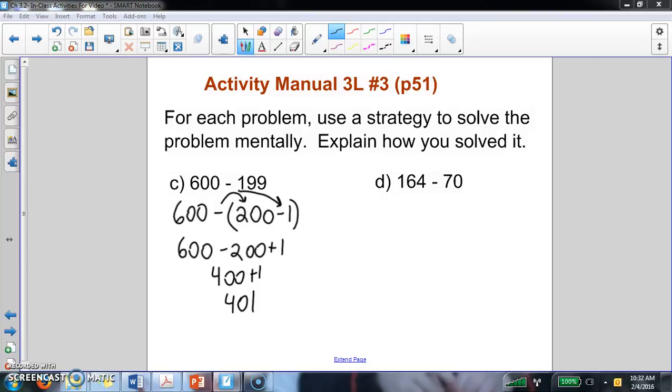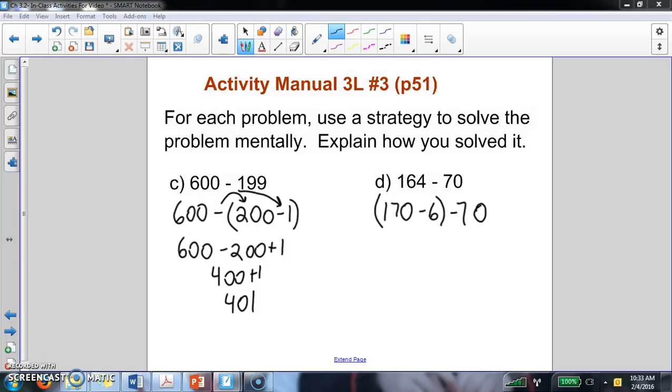Same thing with the next one. What may be easier to do would be to say, okay, if I can get the first number up to 170, then I'm doing 170 minus 70. So if I look at this, I could say that's 170. Well, that was 6 too many, so that's 170 minus 6 minus 70.